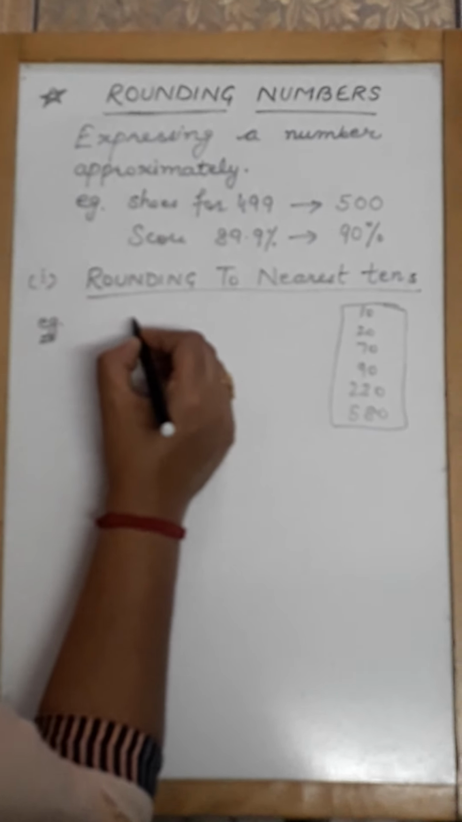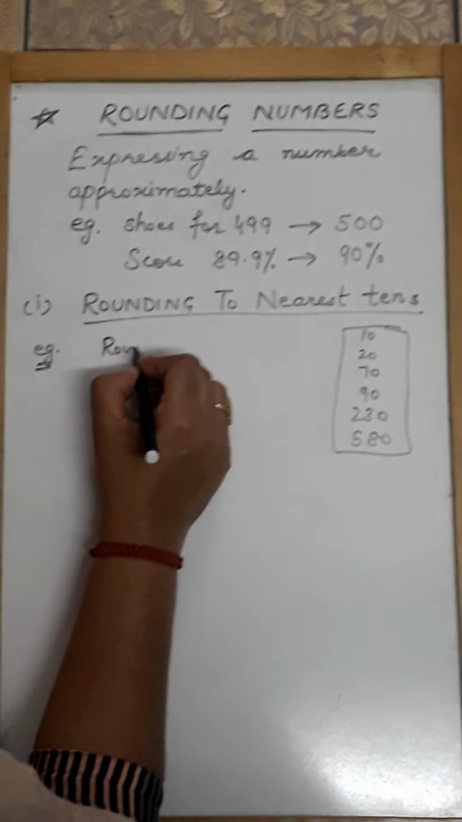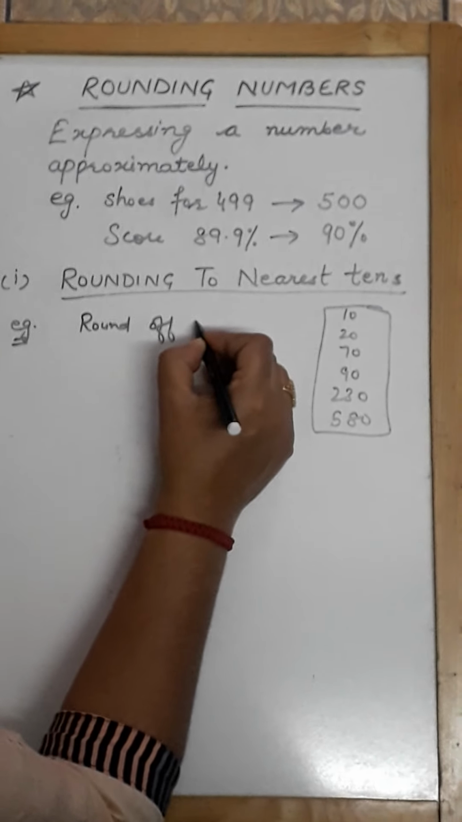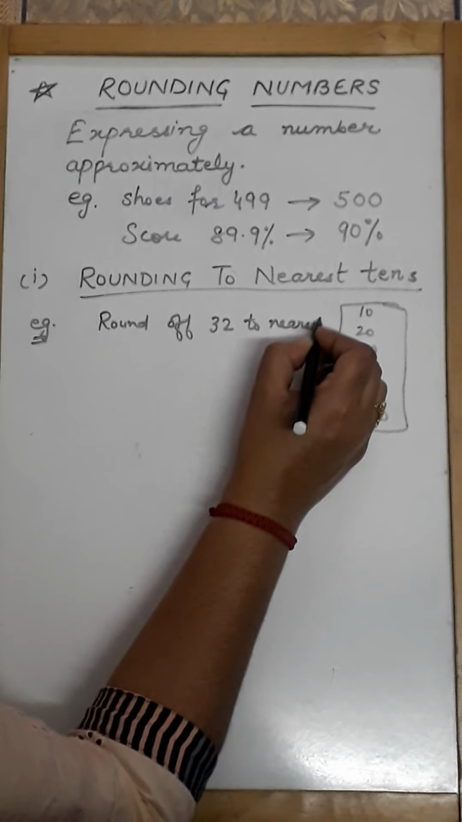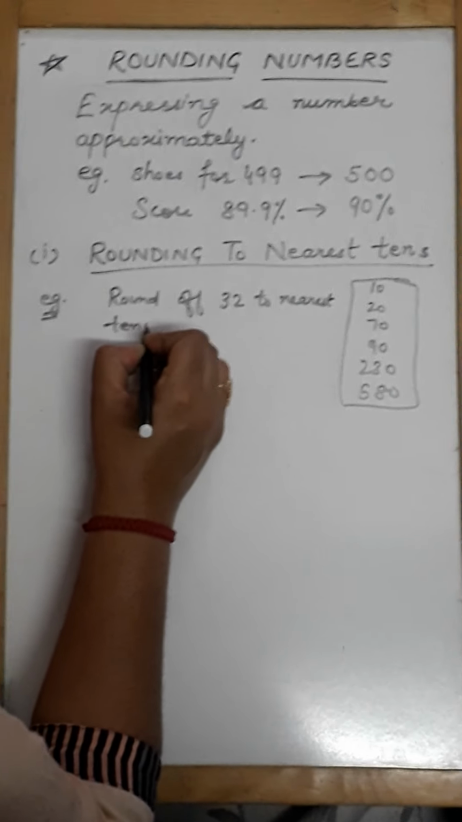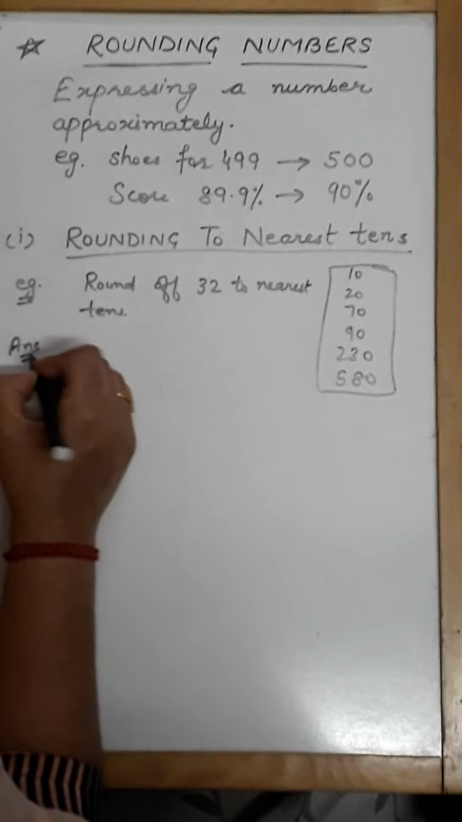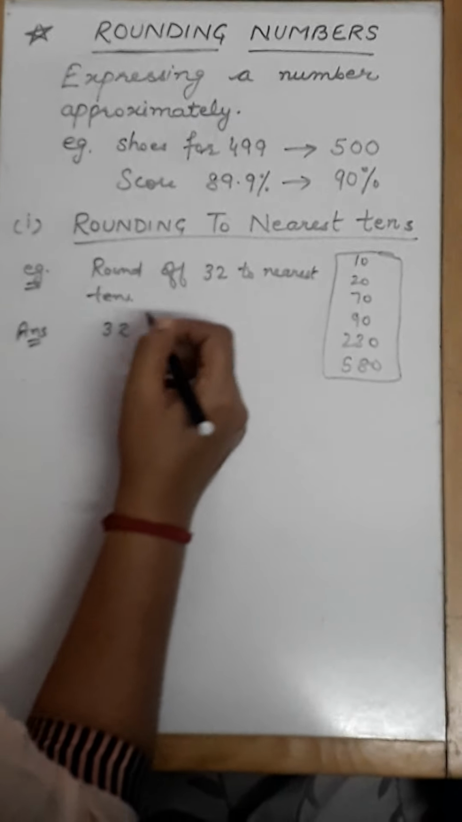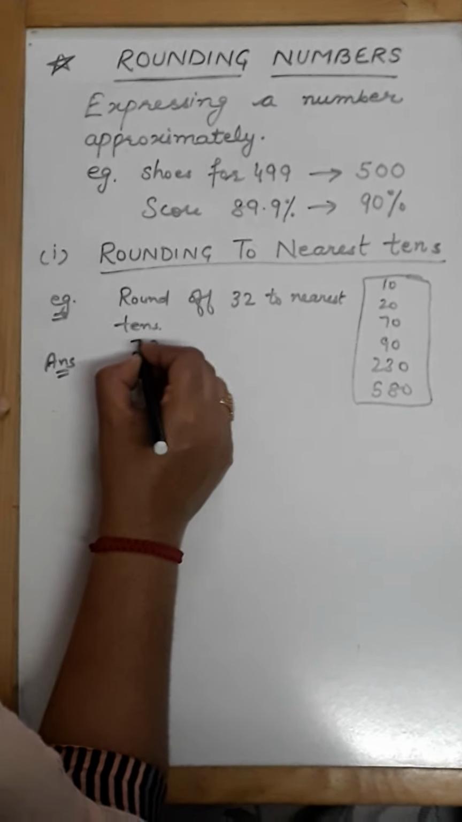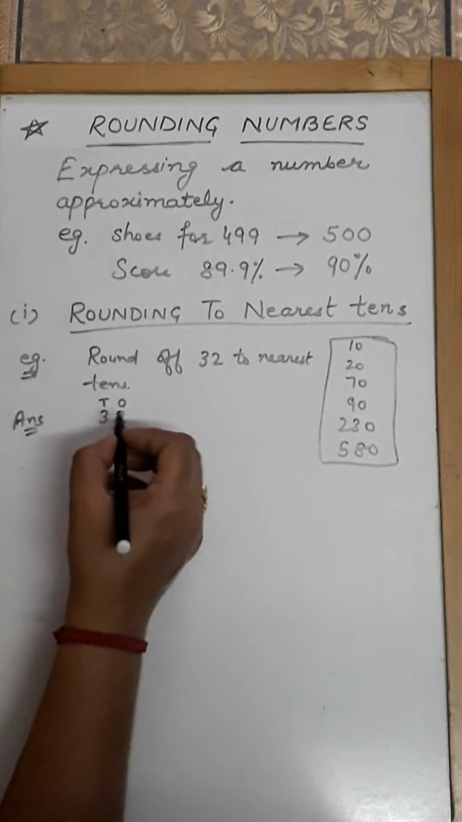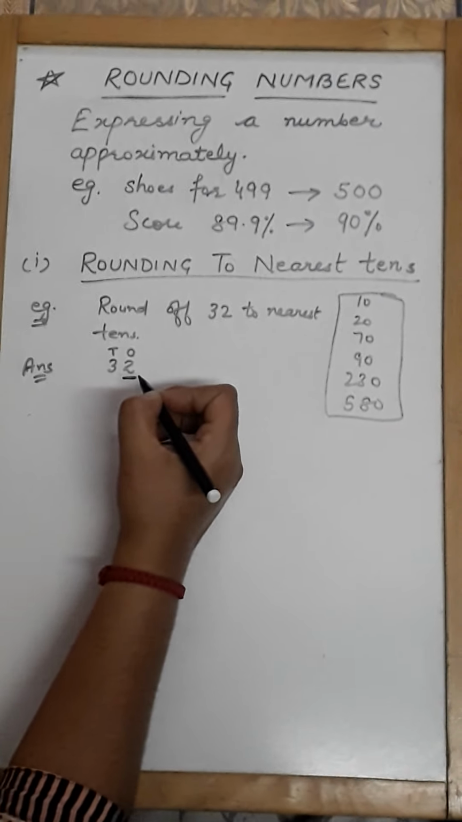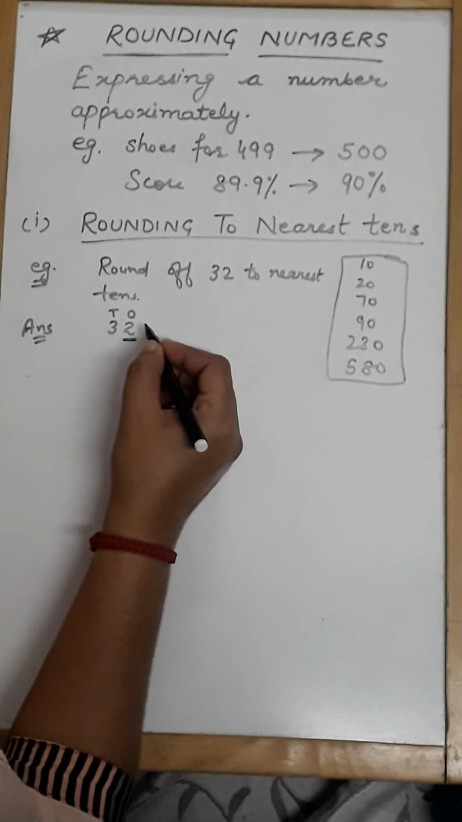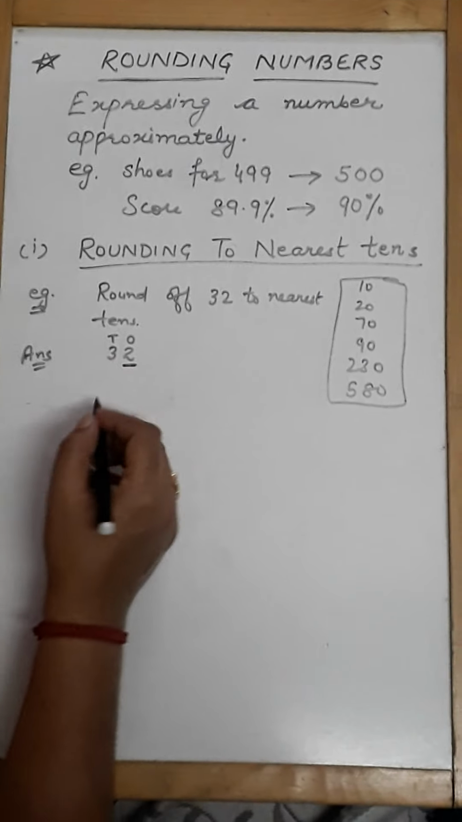For example, if we have to round off 32 to nearest 10, then what we will do? The number is 32. Now 2 is at ones place and 3 is at tens place. So we have to round off to nearest 10. So we see the number at ones place. Tens place से पहले ones आता है तो हम ones place वाला number देखते हैं.